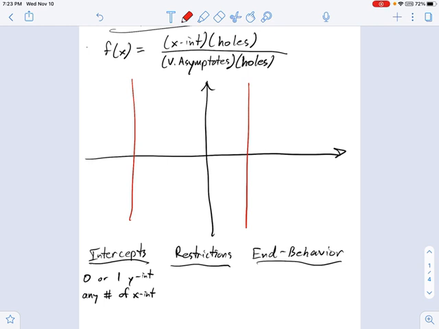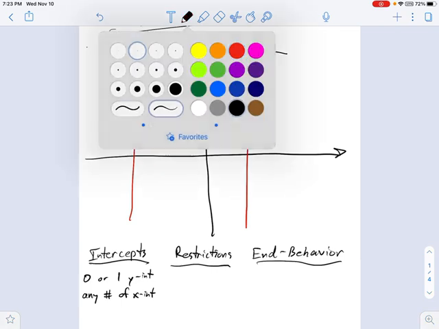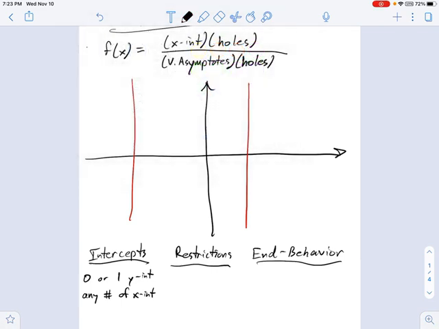And the function would have to go around these things. It cannot touch a restriction because x cannot exist on a domain restriction. Those are your x does not equal places. So that's what vertical asymptotes look like. Holes have a different look to them. They just look like a donut sort of floating somewhere in your function.